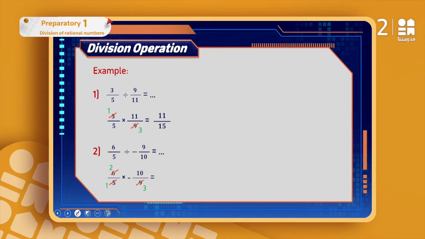Divide by 5 up and down. 5 divided by 5 is 1, 10 divided by 5 is 2. Then multiply the numerators. 2 times 2 is 4, and 1 times 3 is 3, and don't forget the negative sign. So the answer is negative 4 over 3.